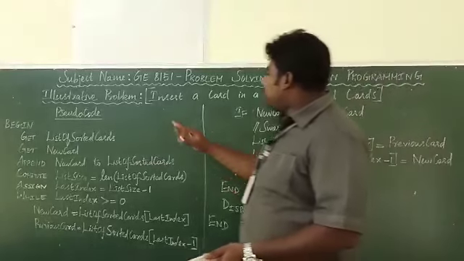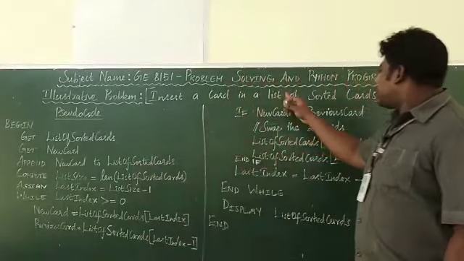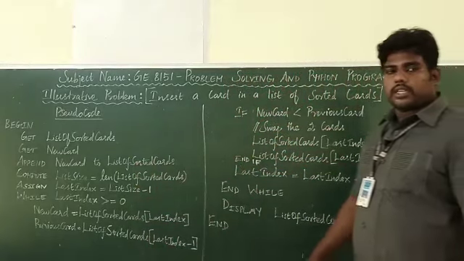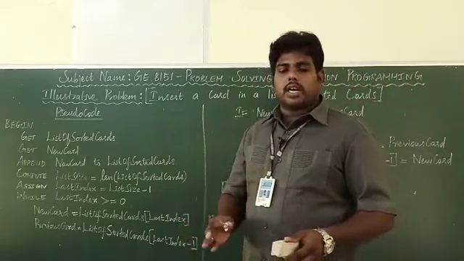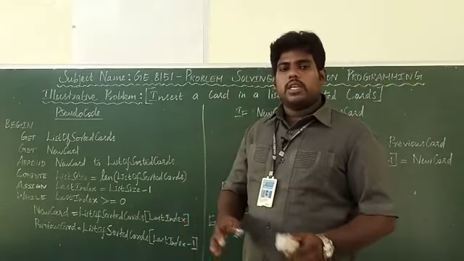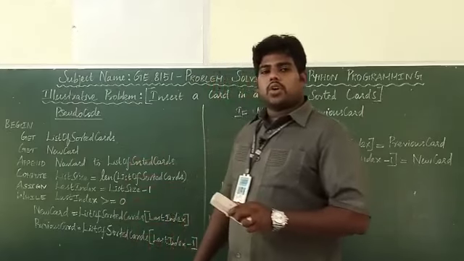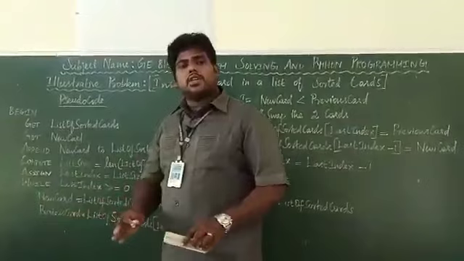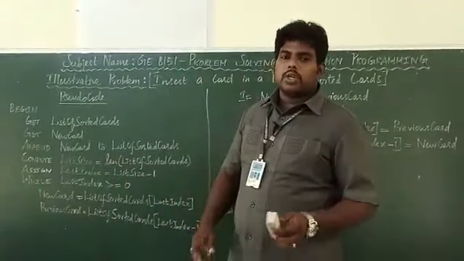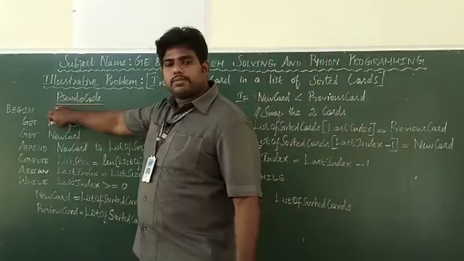Now we are going to see the pseudocode for the particular illustrative example: insert a card in the list of sorted cards. Already I explained the logic of the sorted cards as well as the algorithm. Now we are going to see the pseudocode. The pseudocode always starts with keywords. We are writing the pseudocode with the help of keywords. So instead of start in the algorithm, here we have to use begin.